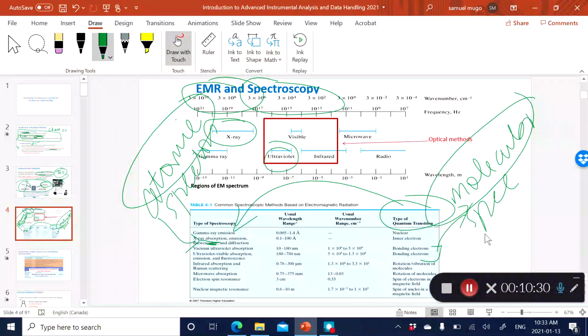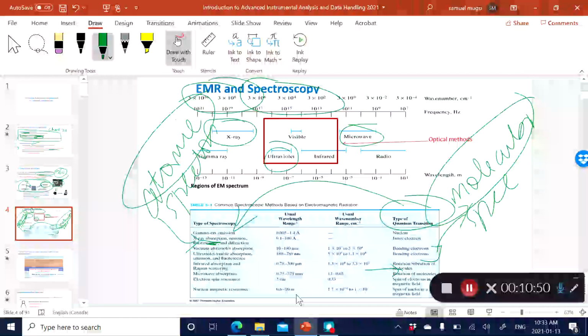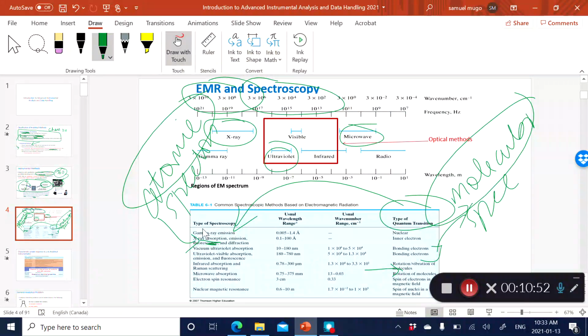For example, if you use microwave, on the other hand, it's not energetic enough to cause some excitation of the bonding electrons, but instead, it causes rotation of the bonding electrons, and so on. So I'd like you to take note of this. What happens to the electrons of the analyte when they are impinged by different energies of the electromagnetic radiation. So it's important for you to take note of that slide.